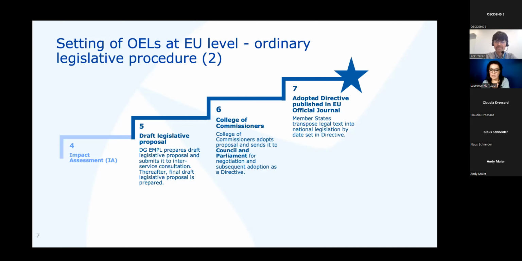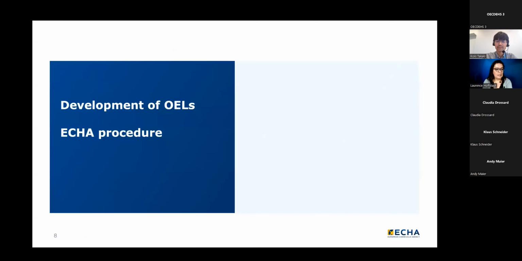And the date of publication is also linked to a date by which all EU member states must transpose into their legal text the new limits and have to start enforcing them. So this was more for the policy-related process. Now more details on our procedures at ECHA that we developed since 2019.